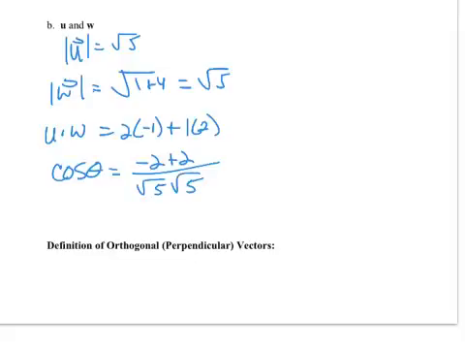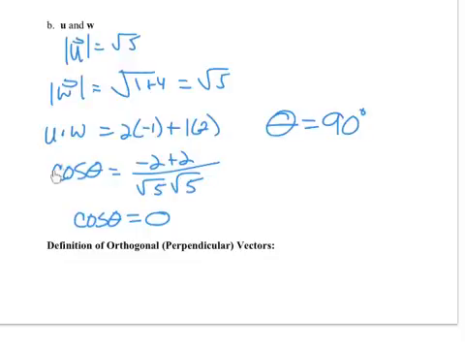Well, negative 2 plus 2 is 0. So basically, I have the cosine of theta is equal to 0. Well, when is the cosine equal to 0? If you think of all of your angles, or if you put this in your calculator, that's when theta is 90 degrees.